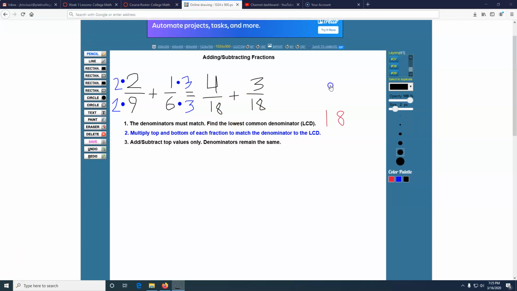So our final step is this: once the bottom numbers match, you add or subtract the top values only, but the denominators stay the same. Once you've got them to match, you don't change them again, you just go straight across. So that gives us a final answer of 7 over 18.